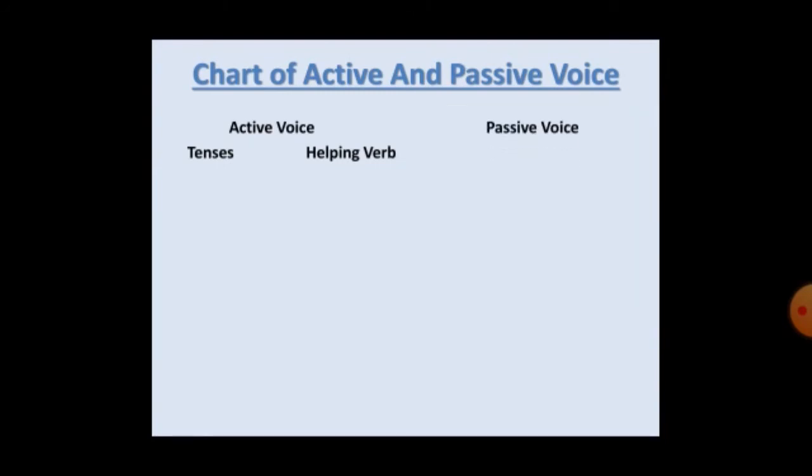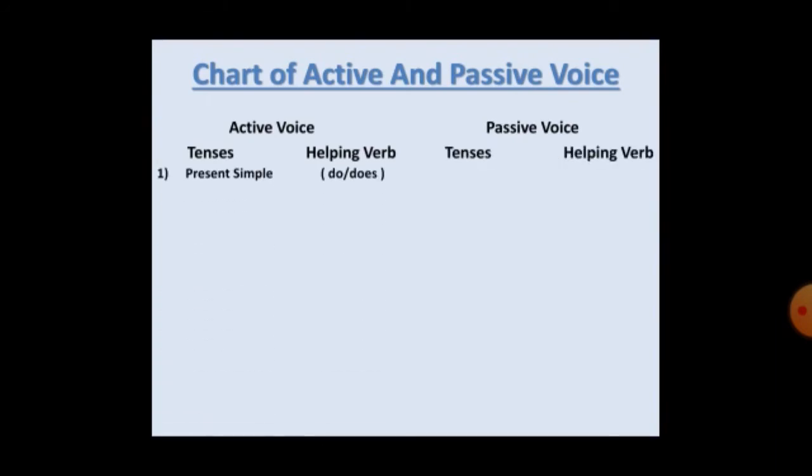So now I move towards the students' chart of active and passive voice. Here comes the chart of active and passive voice. In active and passive voice we have some sentences and helping verbs, and in passive voice we also have tenses and their helping verbs. Bit by bit you will come to know about their tenses and helping verbs.